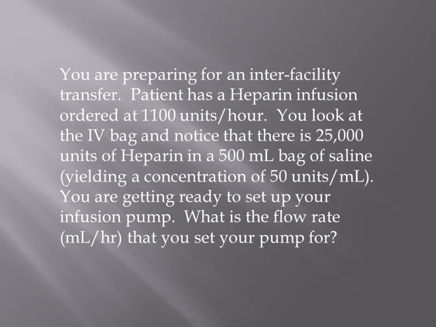of saline, yielding a concentration of 50 units per ml. You are getting ready to set up your infusion pump. What is the flow rate, mLs per hour, that you will set your pump for? Now, let's start off with what the order is for. 1,100 units per hour. We can multiply that by 1 mL per 50 units.